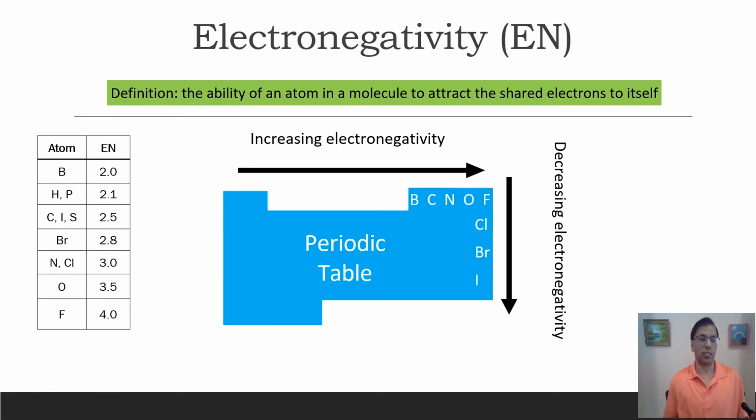So this is a table which has a list of all the common elements found in organic molecules and the electronegativity numbers associated with each atom. For example, hydrogen and phosphorus both have an electronegativity number of 2.1. Fluorine is the most electronegative element with the electronegativity number of 4.0.